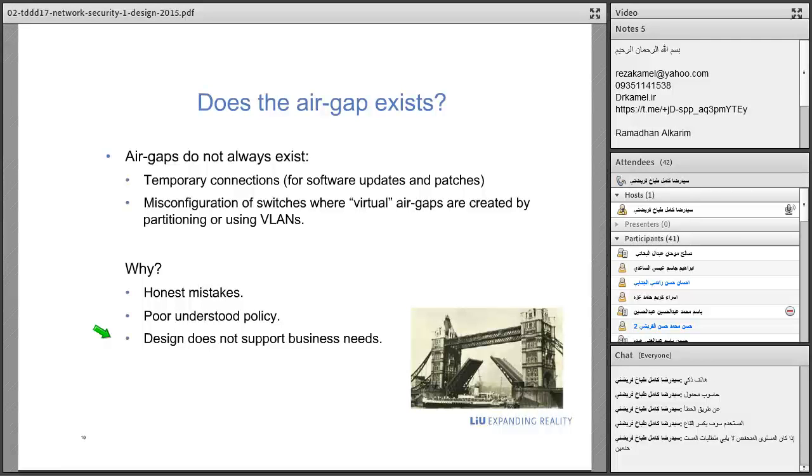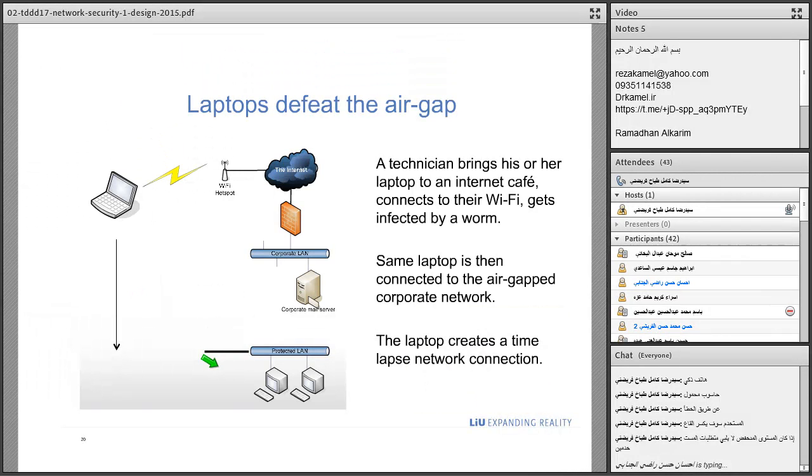I hope I translated it properly. Yes, users' requirements is very important. So if you have a poor policy, that policy does not support users' needs or business needs, the air gap will be skipped, okay, by the user.